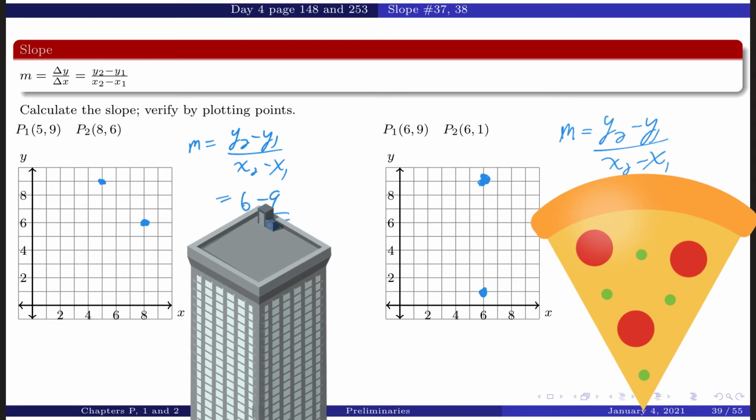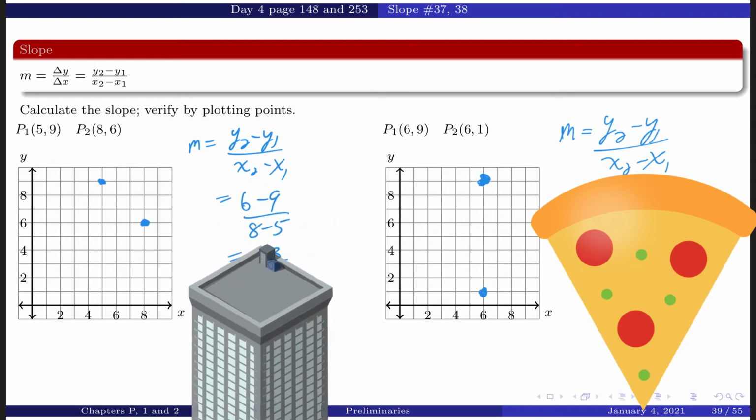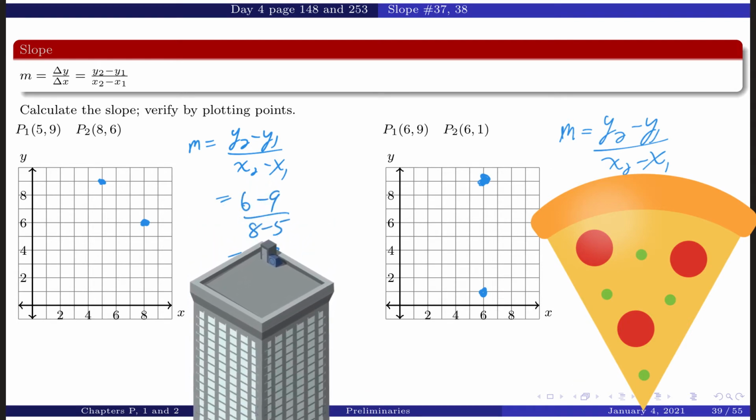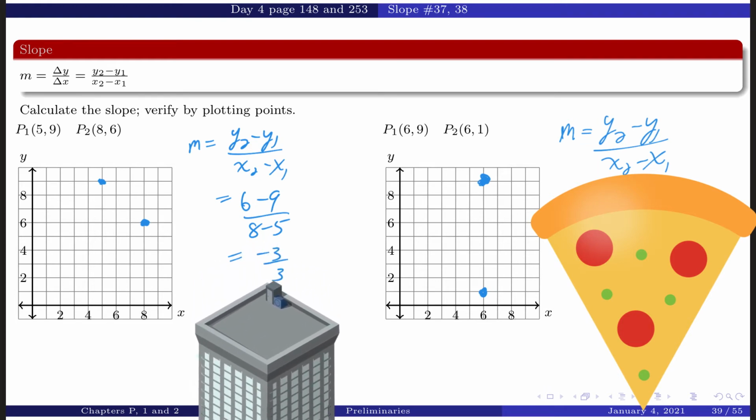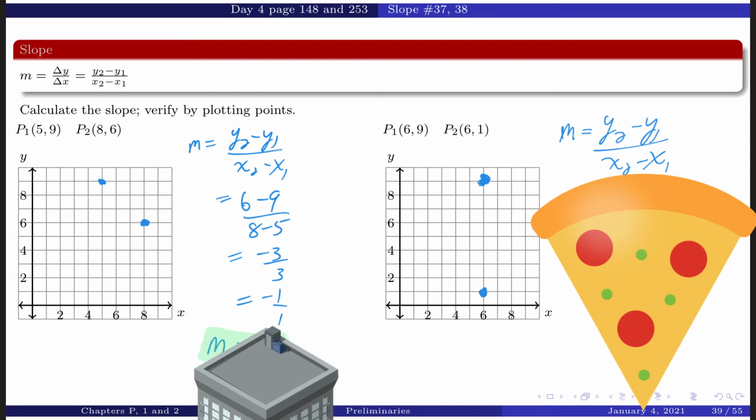Okay, so for the first one, y2 minus y1 is 6 minus 9, and x2 minus x1 is 8 minus 5. Top simplifies to -3, bottom simplifies to 3. We get -3/3, which means that our slope is down 1, right 1, down 1, right 1, down 1, right 1. That simplifies as a fraction down to just plain old regular -1.